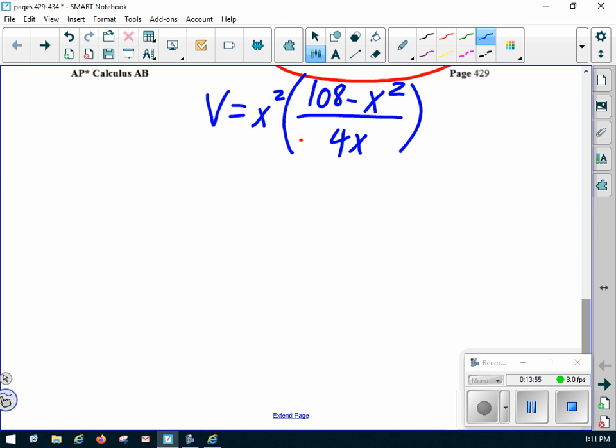I could do it right now, but I would have to do the product rule and the quotient rule, and I don't want to do that. So I'm going to see if I can clean that up using algebra to make it a little bit easier to work with. Well, I could cancel that x with one of those.